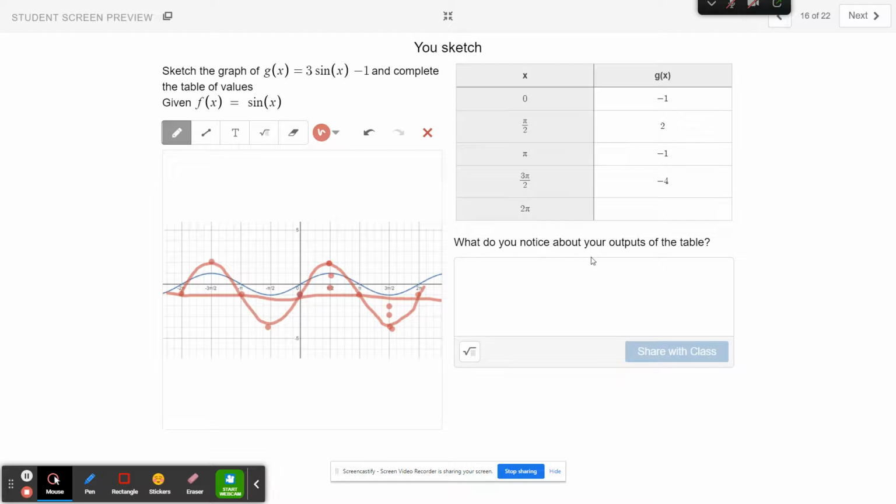That's right. So what do you notice about your outputs of the table? What did I notice? Okay. The midline was shifted down one spot. You see the midline used to be 0, now it's -1. And then the max is 3 units higher than it, and the min is 3 units lower than it. Okay, that's one thing I notice. What's really happening is you're just taking the original outputs and multiplying them by a scale factor of 3 and then moving those down 1 unit.